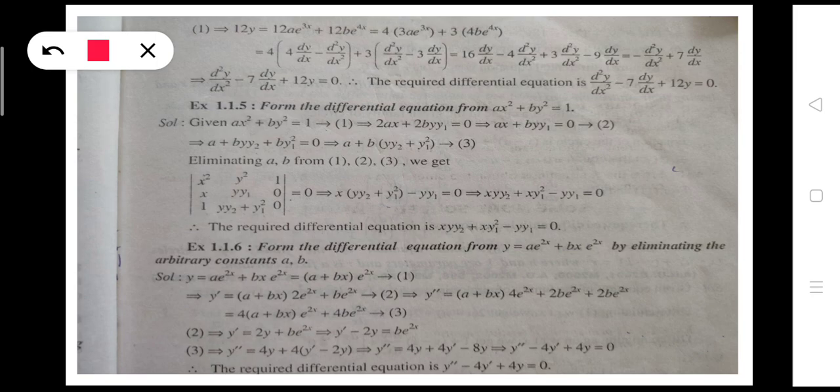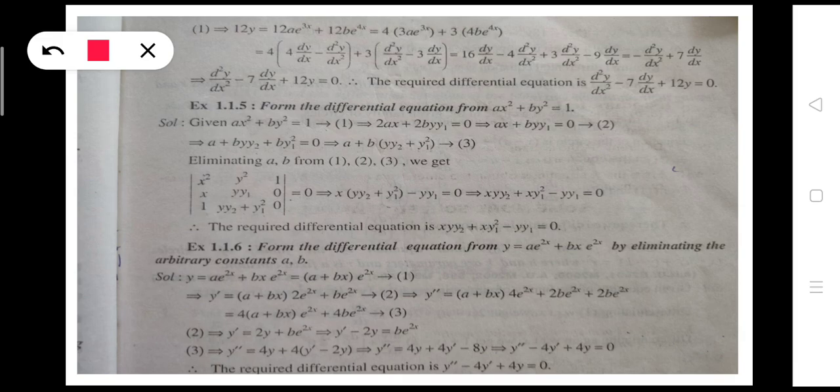This is called equation 2, and this implies a plus b into y2 plus y1 square is equal to 0. Now differentiate again. We got a plus b into y2 plus y1 square. This is equation 3. Eliminating a, b from 1 to 3, that is we get the determinant of x square y square 1, x y1 0, 1 y2 plus y1 square 0.